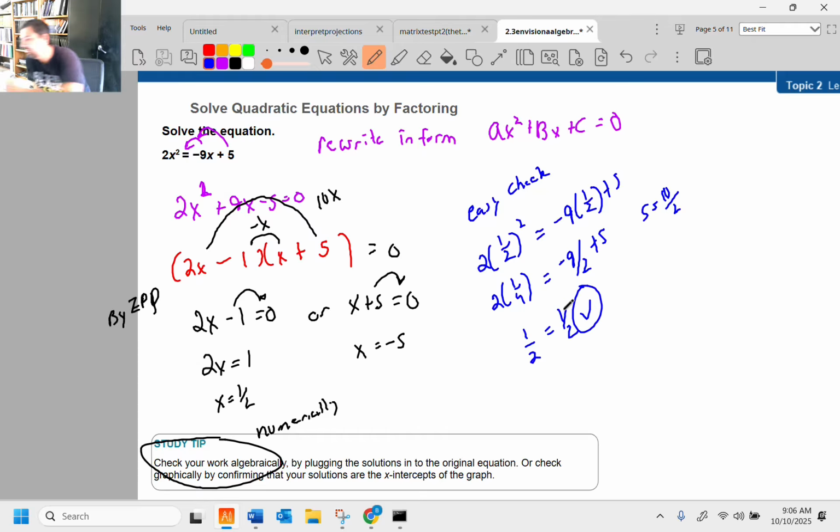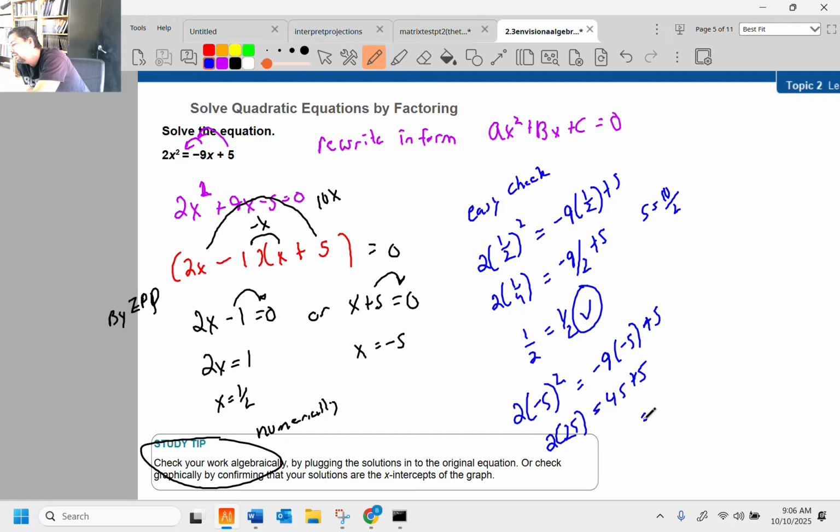The -5 will be easier. Twice a -5 squared should equal -9 times a -5 plus 5. Now, you should know that if you square a negative, you get a positive. So 5 squared is 25. Over here, negative times negative is 45, and plus the 5. We have a 50 on the right-hand side, and we have a 50 on the left-hand side. Equality. So yes, those were definitely the solutions.